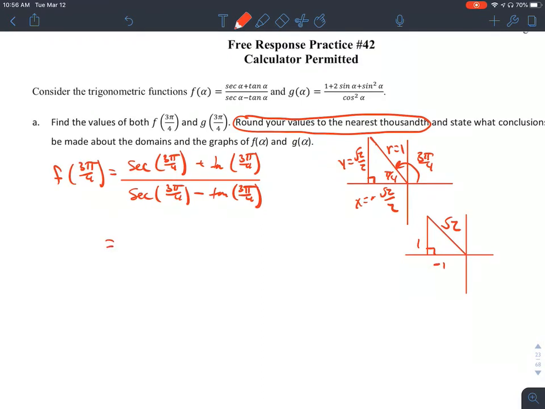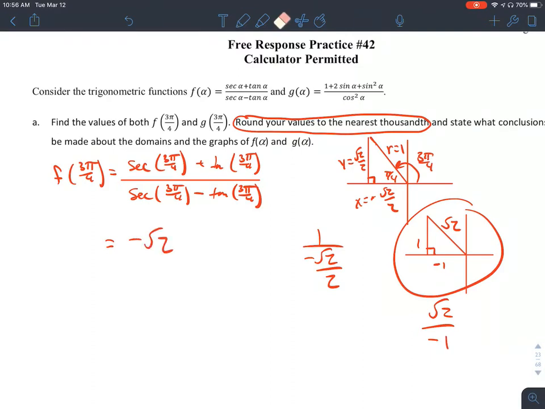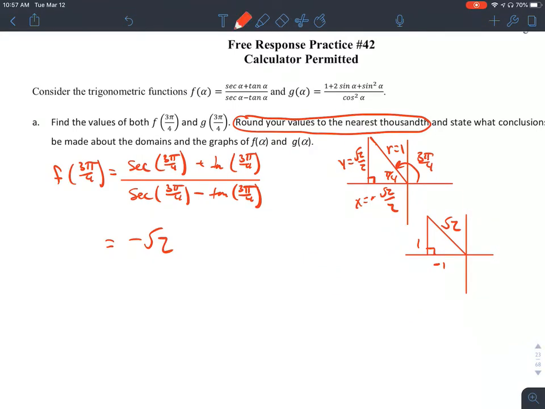So figuring this out, secant of 3 pi over 4, that's going to be r over x. Depending on your perspective, that's going to be 1 over negative square root of 2 over 2, which simplifies, or if you use this circle, it's going to be square root of 2 over negative 1. Both of those reduce to negative square root of 2. Plus tangent of 3/4 pi. Well, tangent is y divided by x. That's 1 over negative 1, which is negative 1.